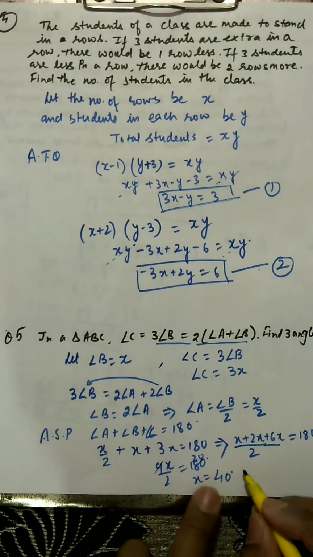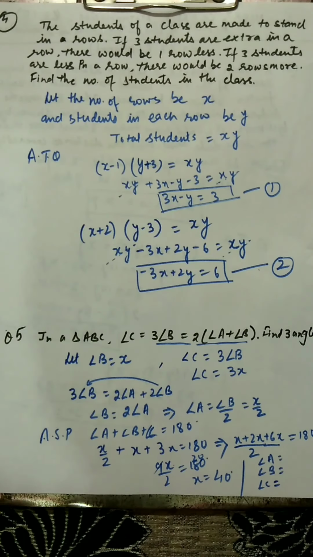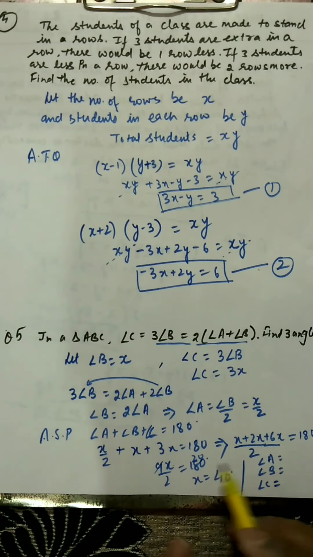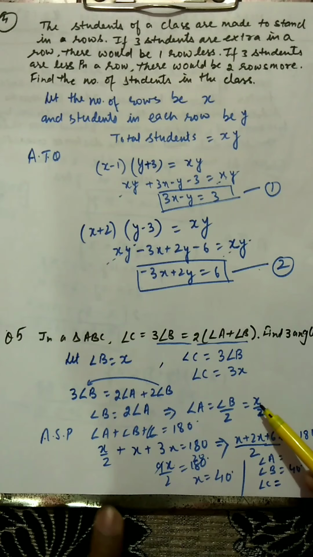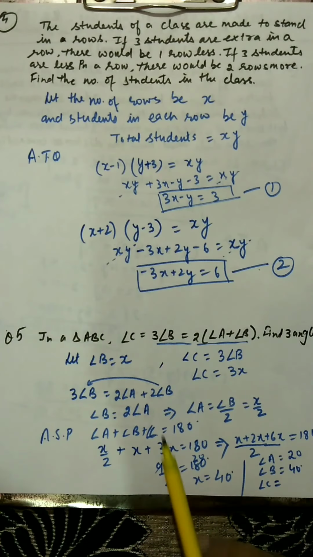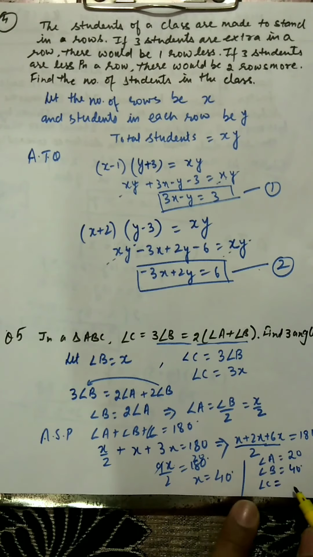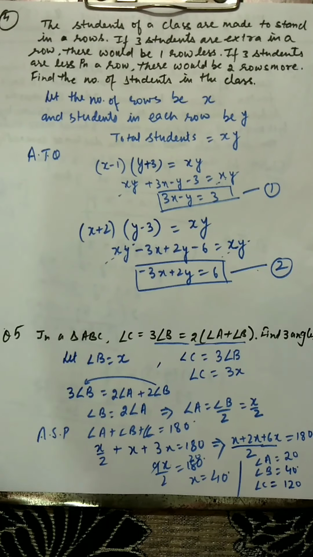So now you can find all angles. Angle A, you can find, angle B, you can find, angle C, you can find. So we can write here, we assumed that angle x as B, so your B is 40 degrees. Angle A is x by 2, so this is going to be 20, and angle C is thrice of x, so this is going to be 120. And if you add all these angles, you will get the sum as 180. It's coming 180, so it means your answer is correct.